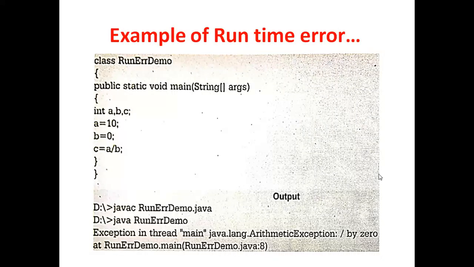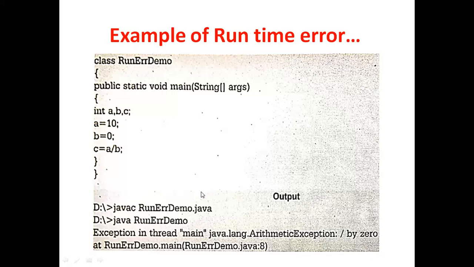We'll see an example of runtime error. I've created one class, RunErrorDemo, in which I've written the main function, and in the main function I've declared three variables a, b, c, which are of integer type. Now I'm assigning the values of a and b, where a is 10 and b is 0. And in the third line I'm dividing a by b, and the result will be stored into c, and here the class ends.